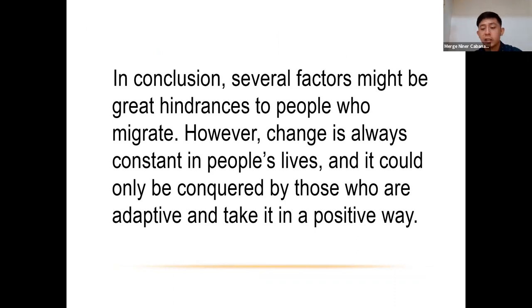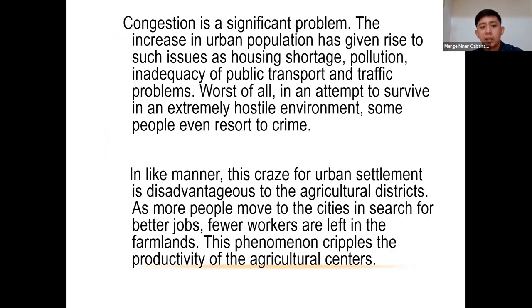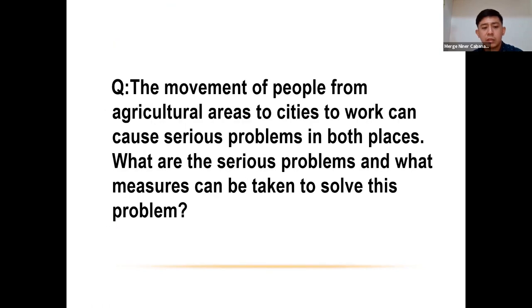All right. This is my conclusion. So you see the summary here. Several factors might be great hindrances to people who migrate. Wait, this is the wrong sample pala. Okay, let me give you a good sample. That was the wrong sample, I'm sorry. Okay, this one, we will be doing this from the top. The movement of people from agricultural areas to work can cause serious problems in both places. What are the serious problems and what measures can be taken to solve this problem?